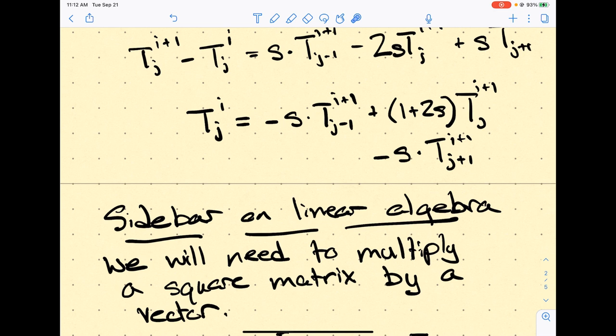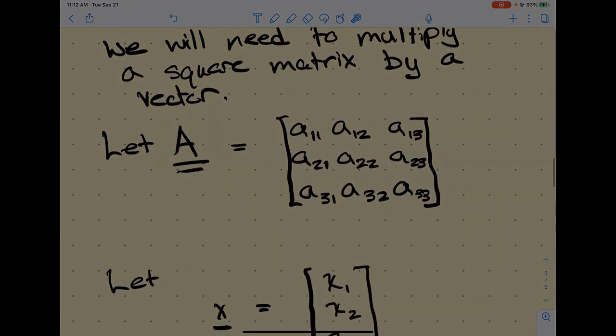Okay, so let's take a break there, come back in 5 minutes, that's like 11:17 or so, and then we'll finish solving this system of equations.